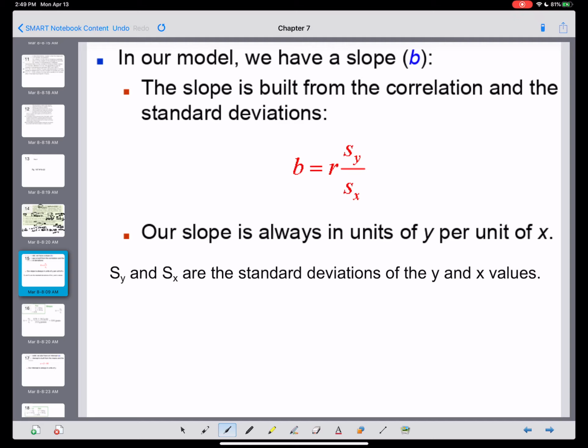All right. Anyways, back to our talk. Our b, our slope, is determined by this formula right here. S of y and S of x are the standard deviations of y and x. And if you guys remember r, that's your correlation coefficient, right?